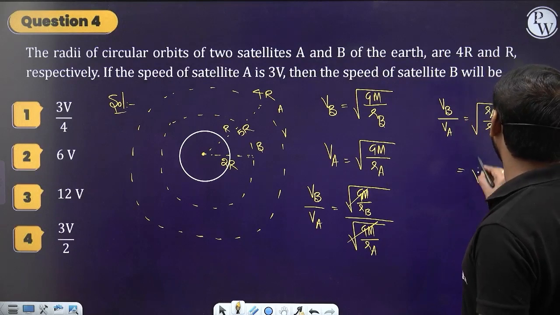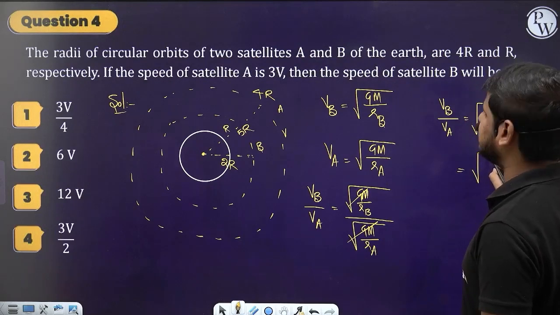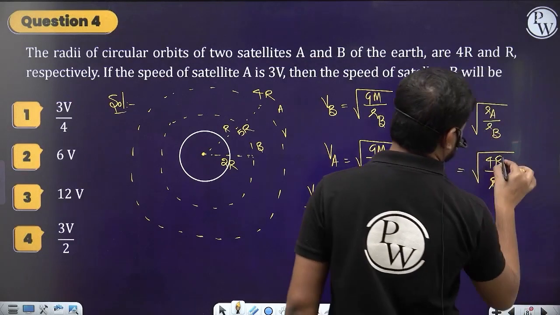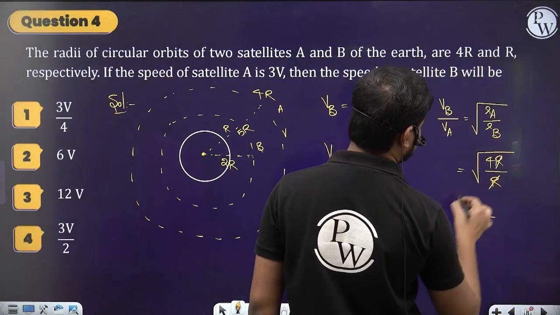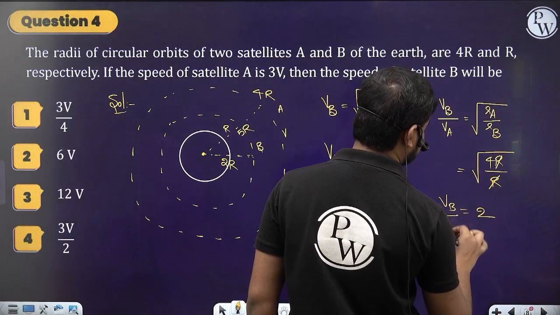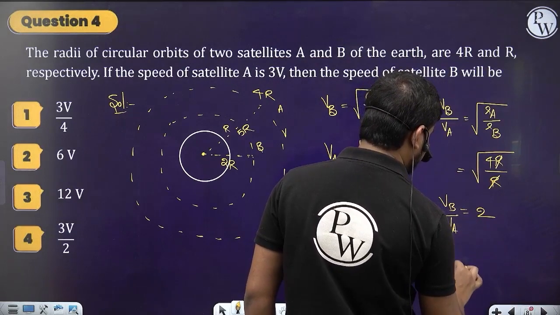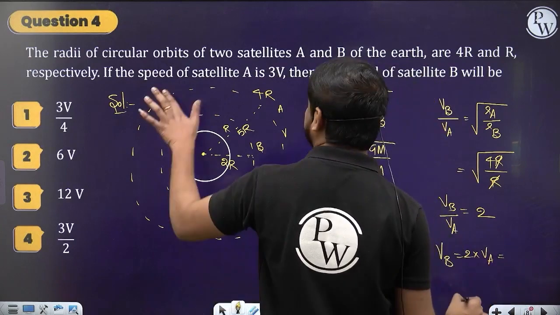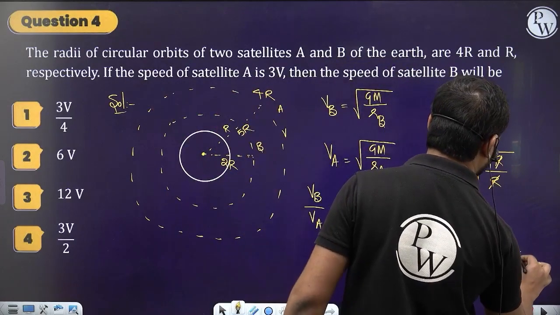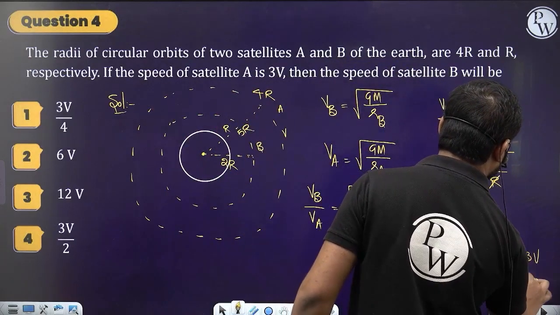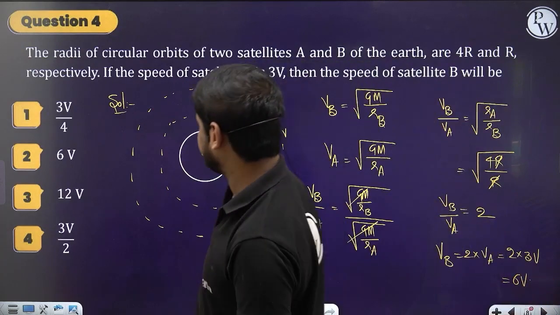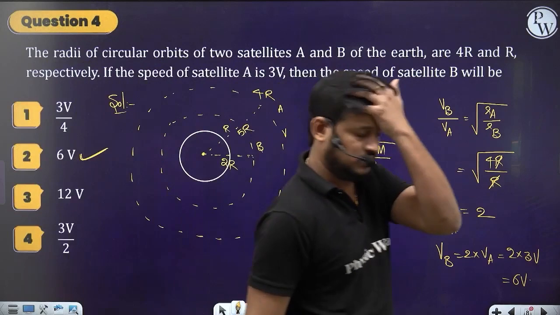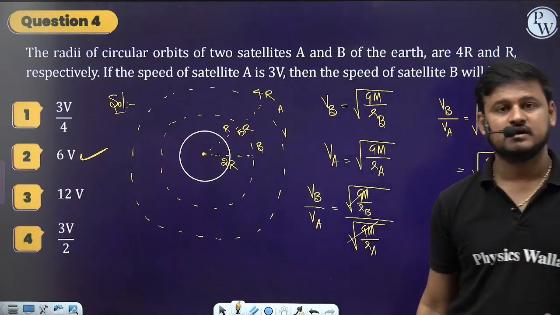So what is root over RA by RB? RA, the radius of the first one, is 4r and the radius RB is r. So root 4 is 2. So VB by VA is 2. Then VB, which we required, is 2 into VA. The velocity of orbit A is given, which is 2 into 3V, guys. So that is nothing but 6V, the correct answer. So option 2. Okay, done. Clear? Understood everyone?